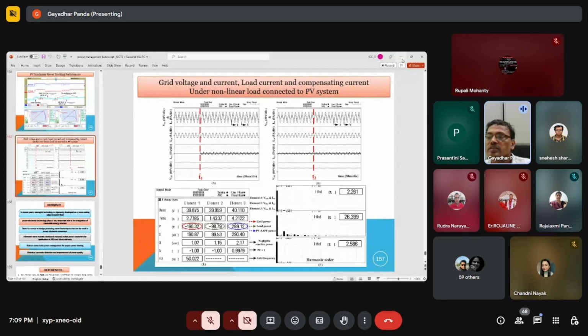Rupali madam, if you can answer this question, it will be better. What is his question? So he is asking that there are different types of harmonic injection techniques, like third harmonic injection, fifth harmonic, like that. Which PWM technique is best, meaning whatever the research says, which technique gives the best result regarding harmonics mitigation?